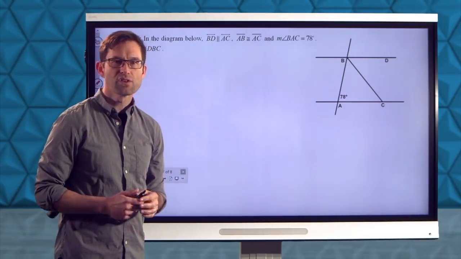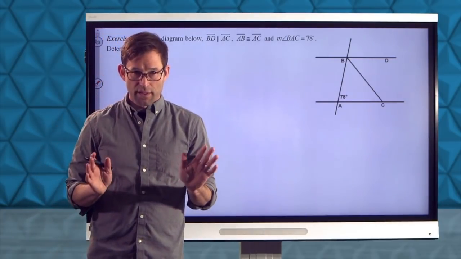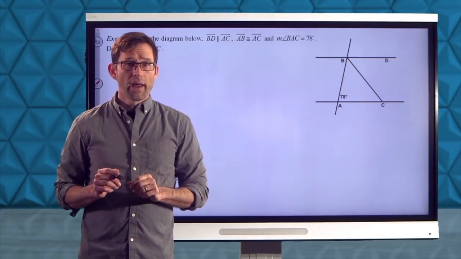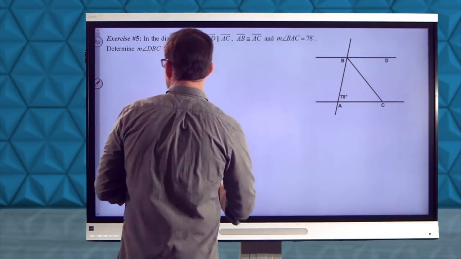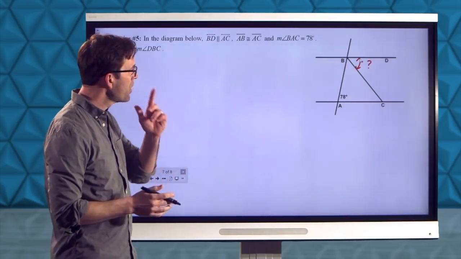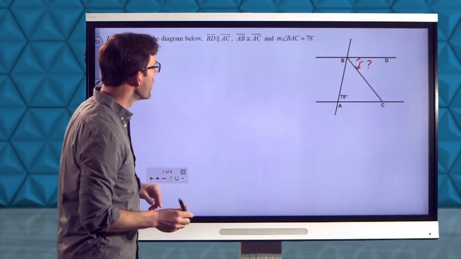All right, let's go through it. Now, again, right up front, make sure you know what angle you're solving for. Since I'm in red, I'm looking for the measure of angle DBC. I need this angle measured, okay? That's what I'm looking for. Okay, so what do I know?